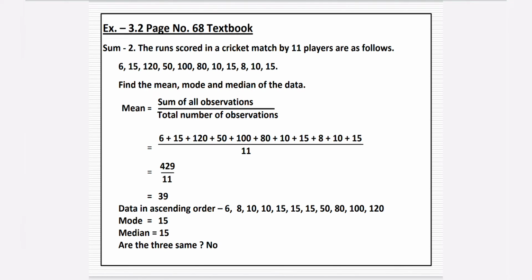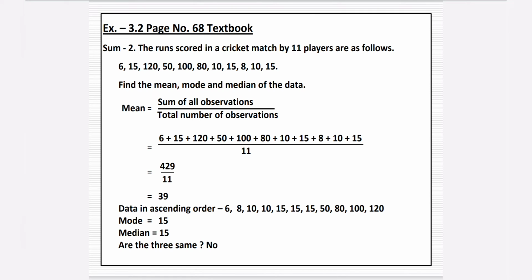So first of all, to find out mean of the data, what we have to do, children? Correct. We have to do the sum of all observations divided by total number of observations. So if we will add all these runs, the answer is 429. And now we have to divide it by 11. So if we will divide 429 by 11, we are getting 39. Correct, children? So is it simple or not?